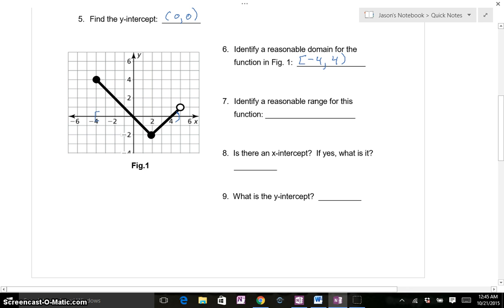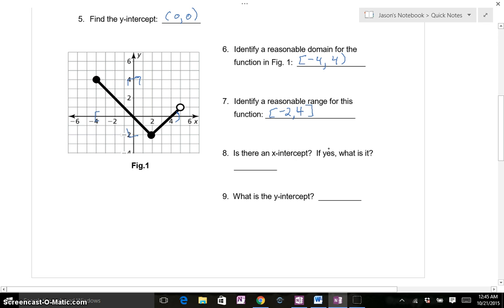Alright, identify a reasonable range. So bottom to top, the bottommost number is negative 2 to the highest number, which is positive 4, including both negative 2 and positive 4. Negative 2, comma, positive 4, bracket.